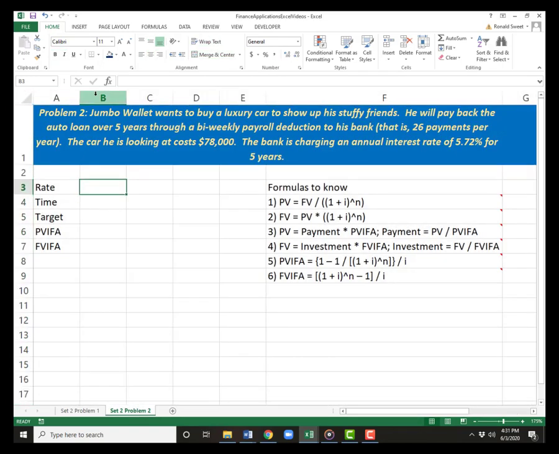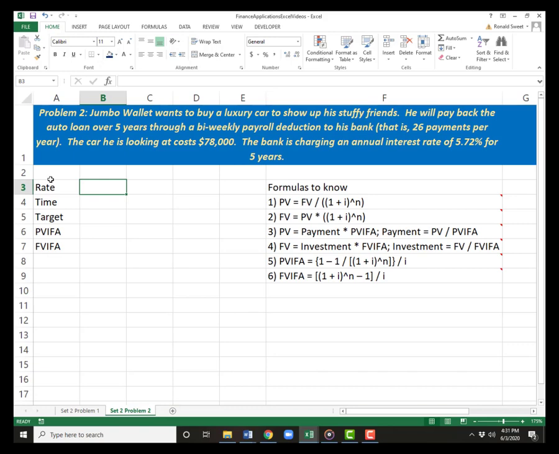So let's look at this one. Jumbo Wallet wants to buy a car. He will pay back the auto loan over 5 years. All right, so 5 years, bi-weekly. Now, does bi-weekly mean twice a week, or every 2 weeks? Here I mean every 2 weeks, or there's 26 bi-weeks in a year. The car is $78,000. There's the target, and the bank is going to charge him $572.